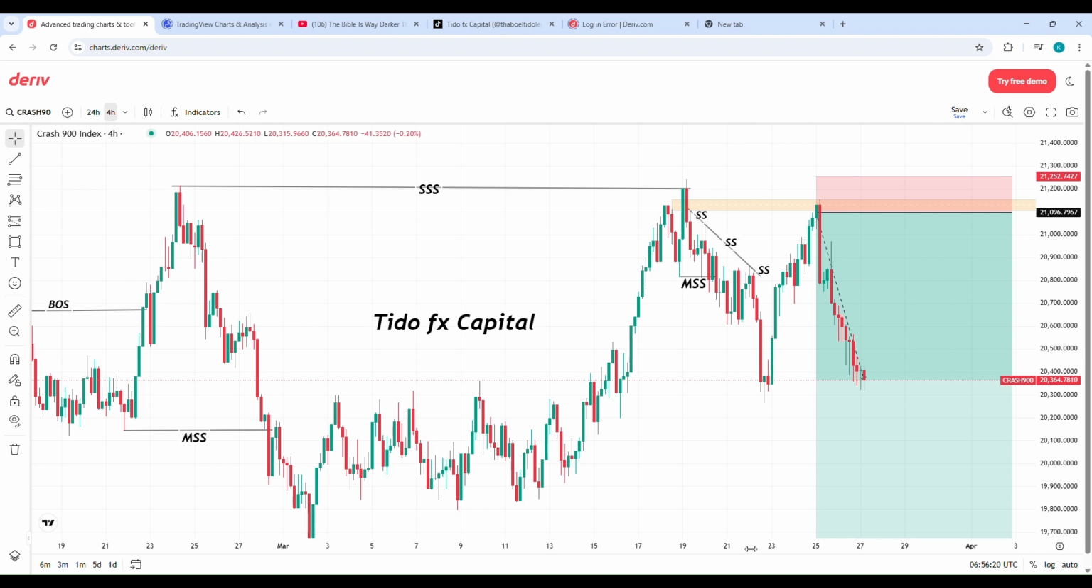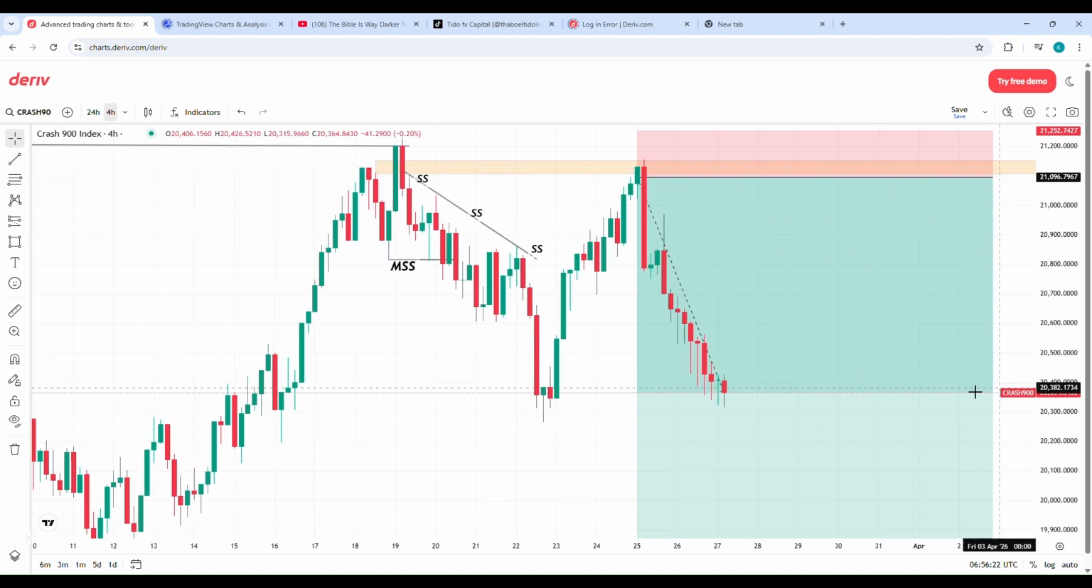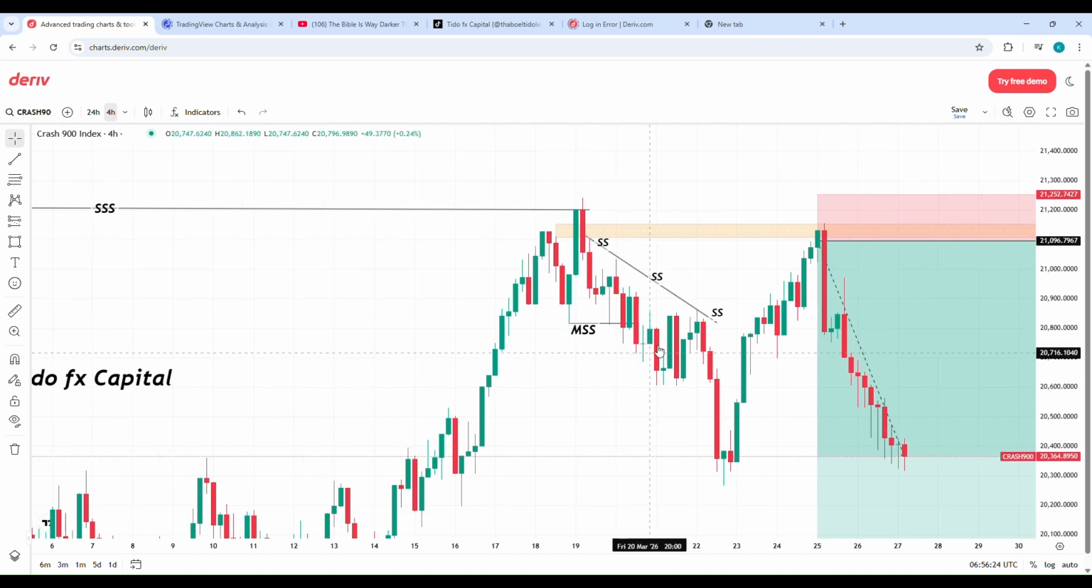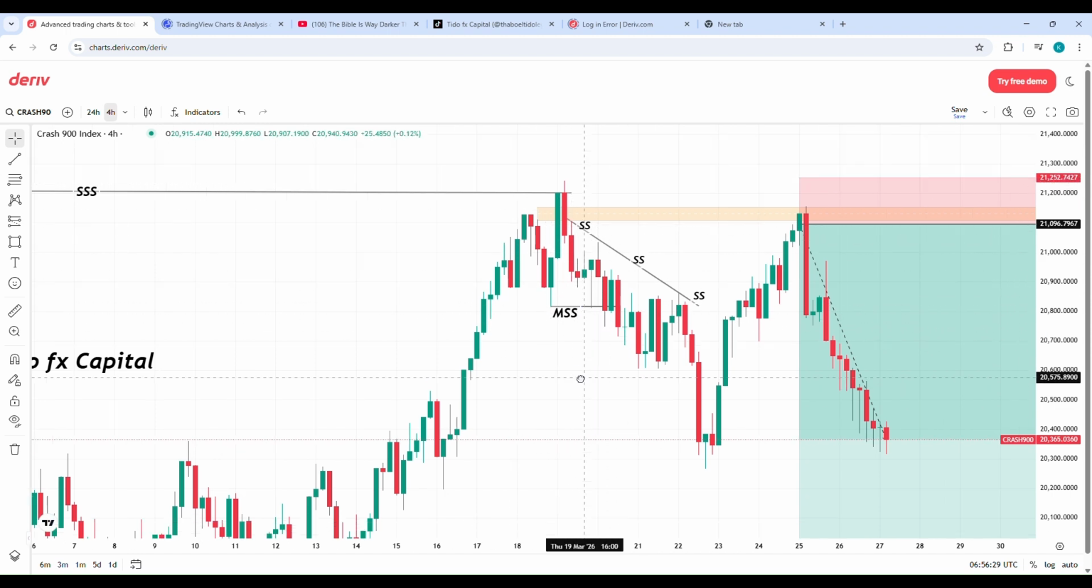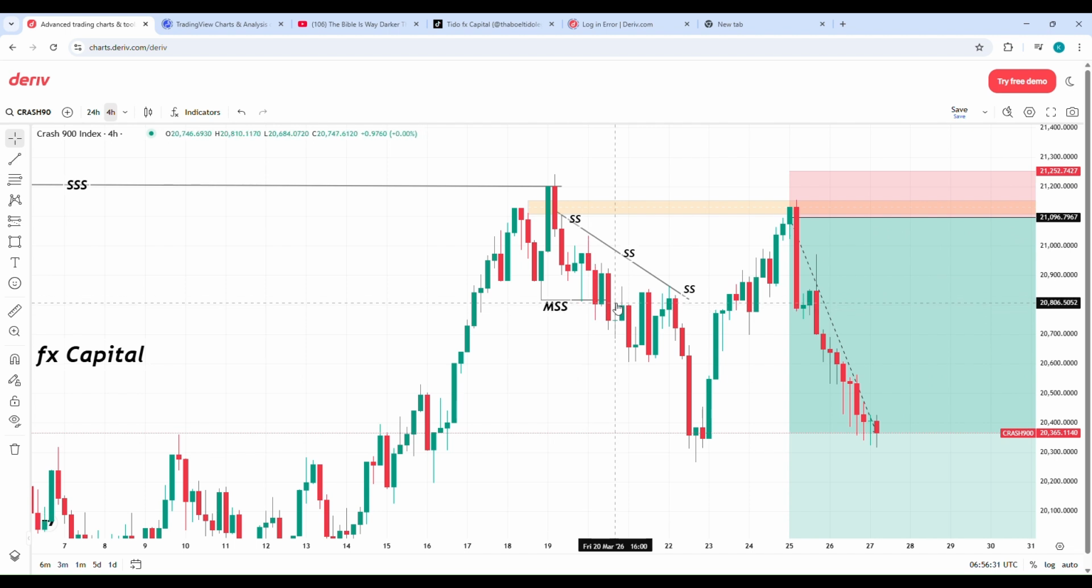As you can clearly see, let me zoom. There was a market structure shift after a liquidity sweep. As a liquidity trader, that is a confirmation. After this market structure shift, the market went all the way down, doing multiple BOS to the downside to support the bearish momentum, which means now I can start looking for my sells.